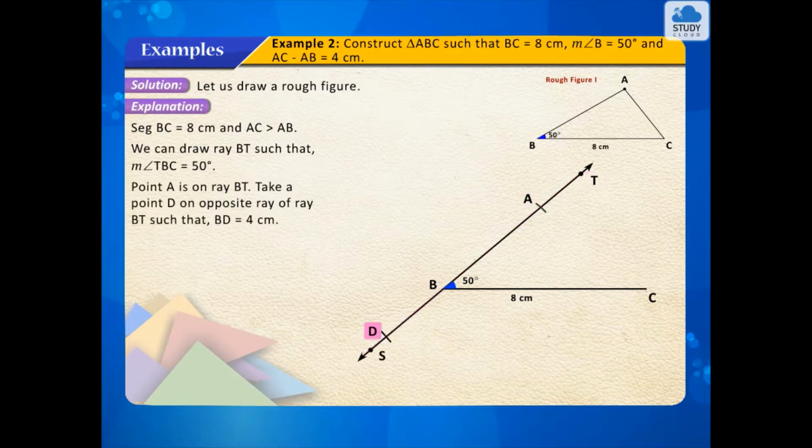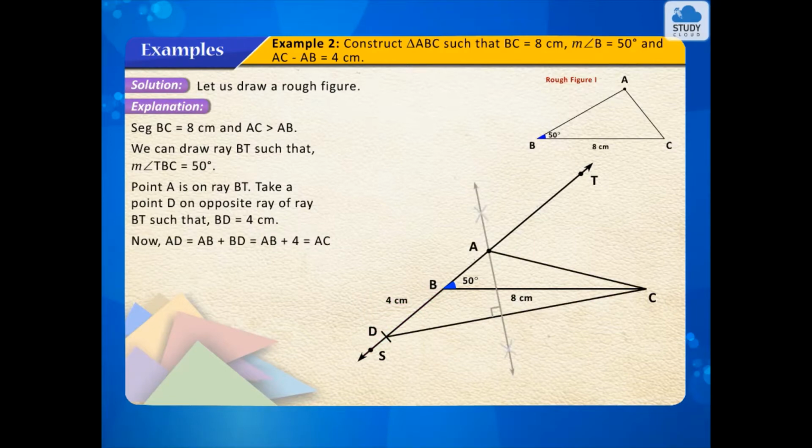Take a point D on opposite ray of ray BT such that segment BD is equal to 4 cm. Now, segment AD is equal to segment AB plus segment BD is equal to segment AB plus 4 is equal to segment AC. Therefore, segment AD is equal to segment AC. Therefore, point A is on the perpendicular bisector of segment CD.